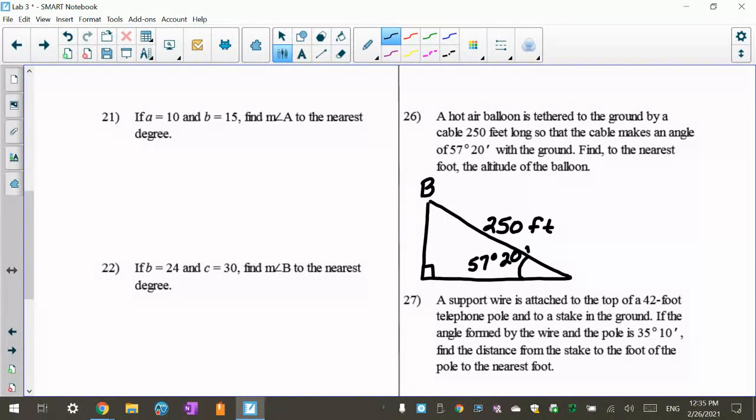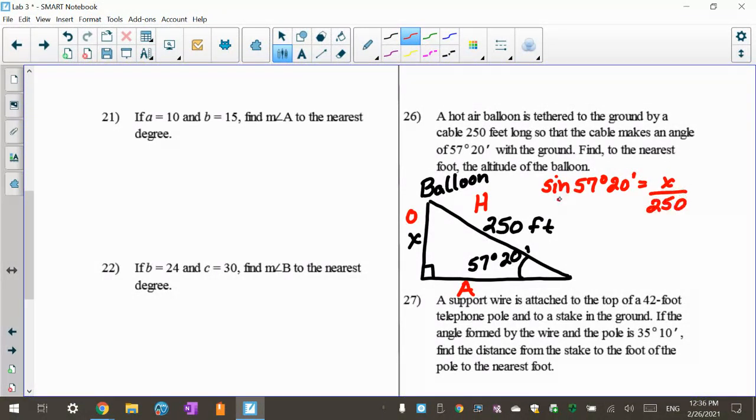It said find the altitude to the nearest foot, and the altitude would be right here. It's from the ground up to the balloon. Once the picture's drawn, you're going to do the same thing we did everything else. You're going to label it HOA. So this is my H. Across from my angle is O, and the ground is A. I see I have things by the O and the H, so this is going to be sine. So the sine of 57 degrees and 20 minutes is going to equal opposite over my hypotenuse.